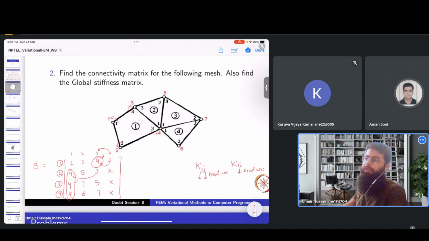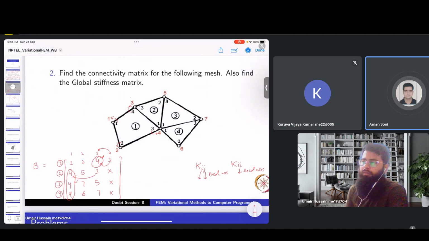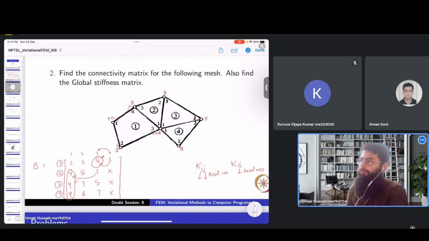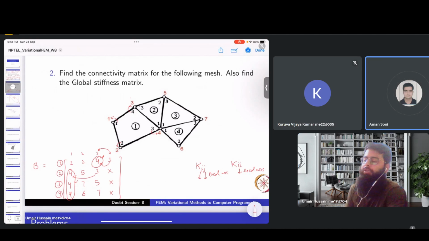So to fill up this entry K46, we have to know the path from 4 to 6, what type of pattern it is obeying, what kind of element it is a part of. Can we now write this value K46? Yes, we just need to know the mesh data. If we know the mesh data and we have a choice for approximation function, we can do that. Those two are the requirements.